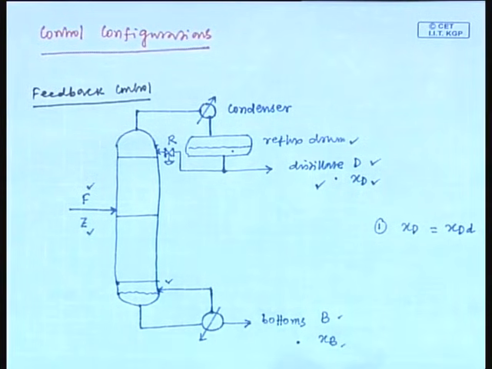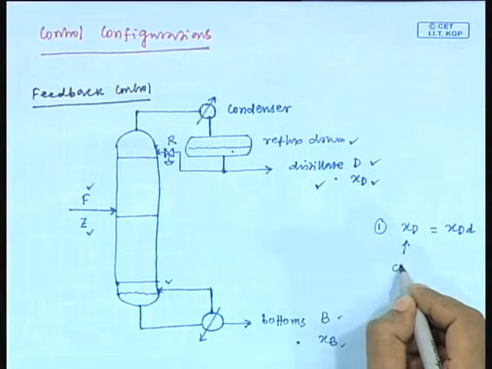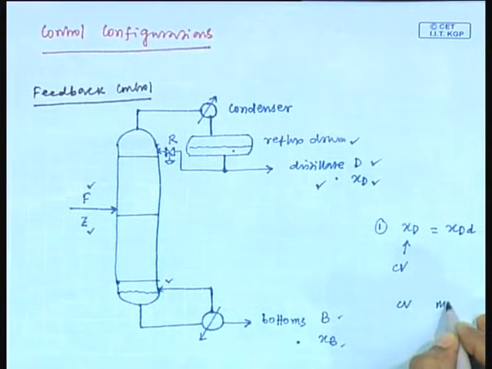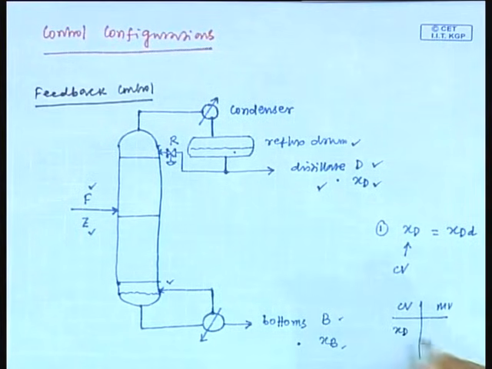So, what will be the control configuration for this case? If this is our control objective, that means this is the control variable. So, we have to make a control variable and manipulated variable pair. If XD is the control variable, then the corresponding manipulated variable is the reflux flow rate R. Fine. Can you make the control configuration now? Yes, we can make it.